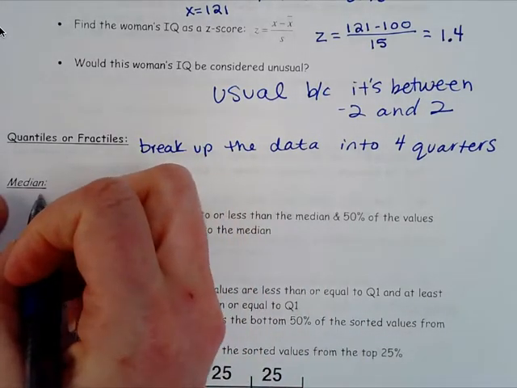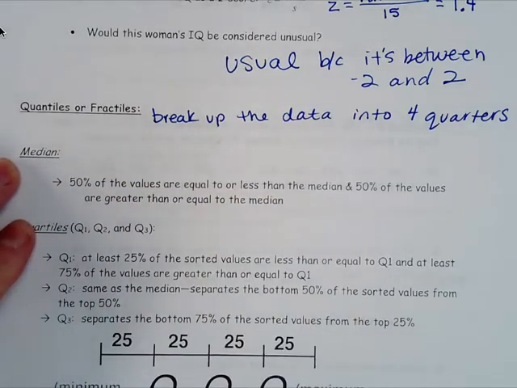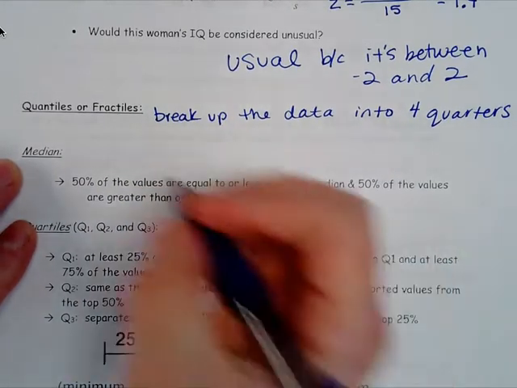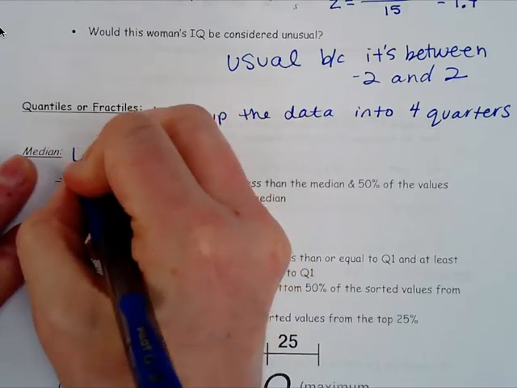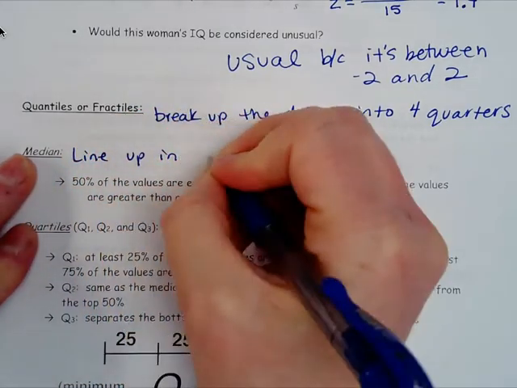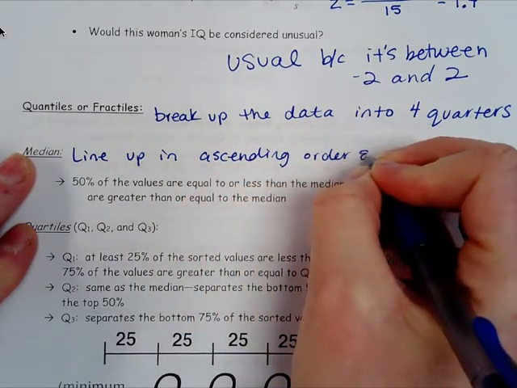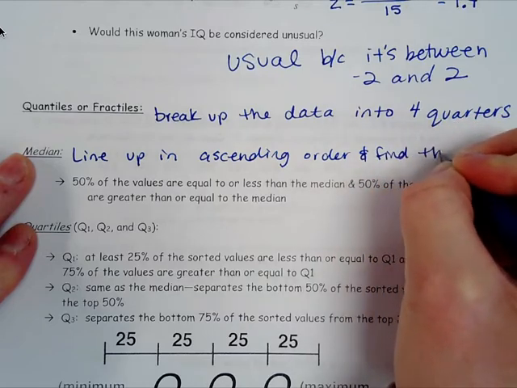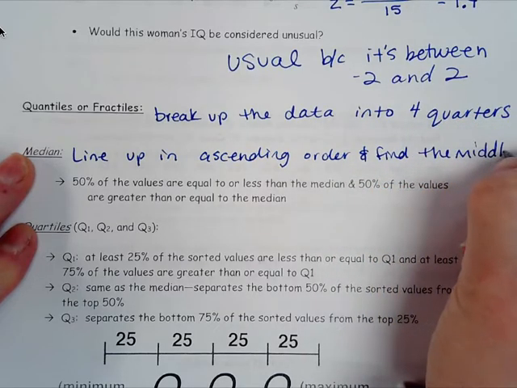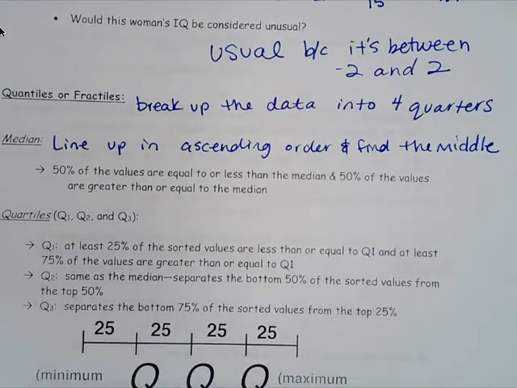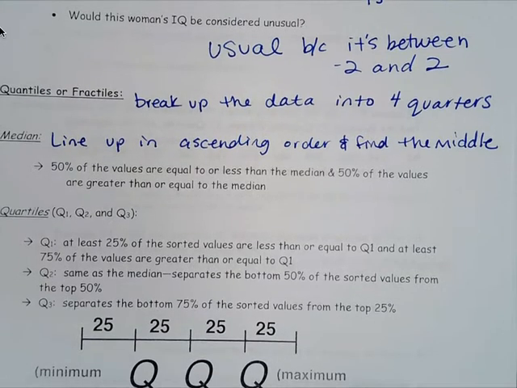So we are going to use the median. The median is going to cut it in half. Of course, we need to line them up in ascending order and find the middle. So for quartiles, you're finding the median. The median is going to help you break your group up. So 50% of the values are equal to or less than the median, and 50% of the values are greater than or equal to the median.